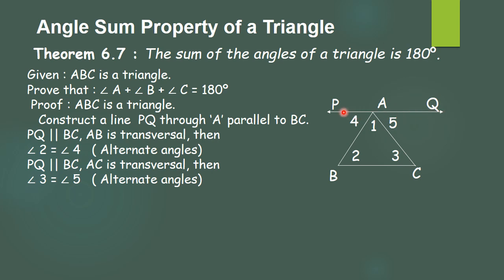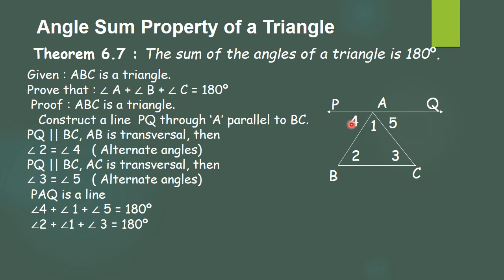As this is a straight line, angle PAQ will be equal to 180. It means the addition of all these three angles is 180. So we get angle 4 plus angle 1 plus angle 5 is equal to 180. But angle 4 is the same as angle 2, which we have proved. So we will replace 4 by 2. Angle 1 will remain as it is, and angle 5 is equal to angle 3. So we will replace 5 by 3. So what we get? Angle 2 plus angle 1 plus angle 3 is equal to 180.